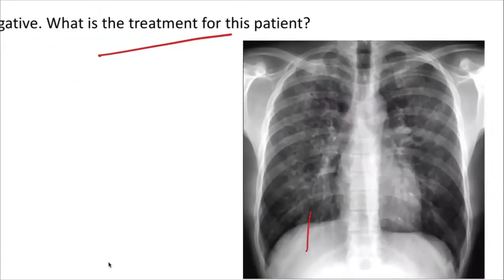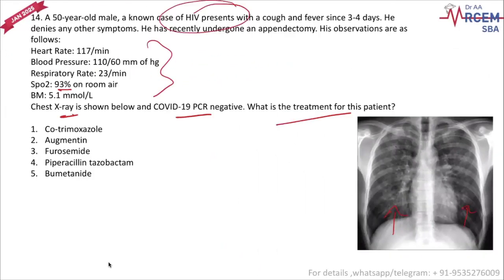On the X-ray, bilateral infiltrates are present, suggestive of Pneumocystis jirovecii. So this is Pneumocystis jirovecii that we have here. What is the treatment? Cotrimoxazole, also known as trimethoprim and sulfamethoxazole. So the right answer here is the first one.